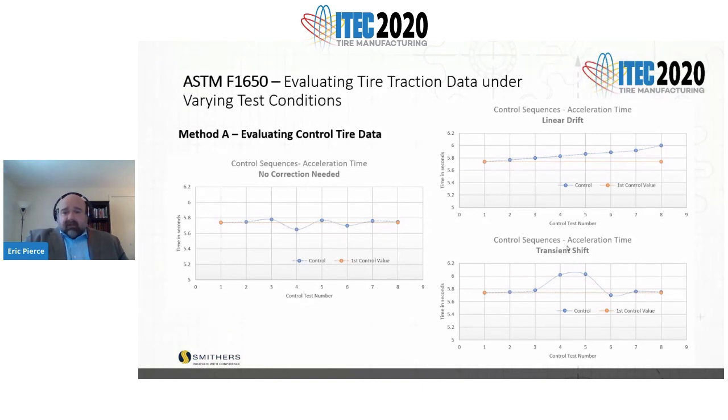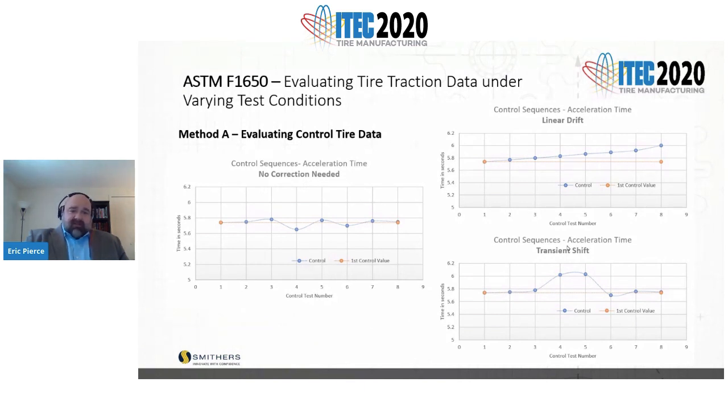So here, for method A, we've got three different potential types of control data. On the left is 8 different runs. These are acceleration times in seconds on the vertical axis. The horizontal axis shows the average of each control number. So we have 8 tests, 8 acceleration tests.